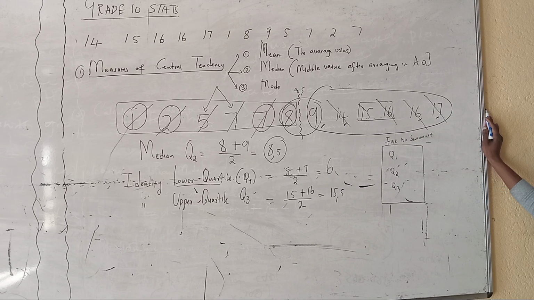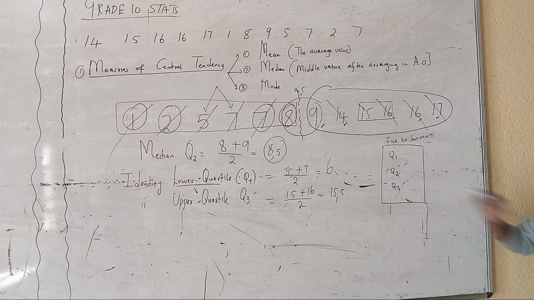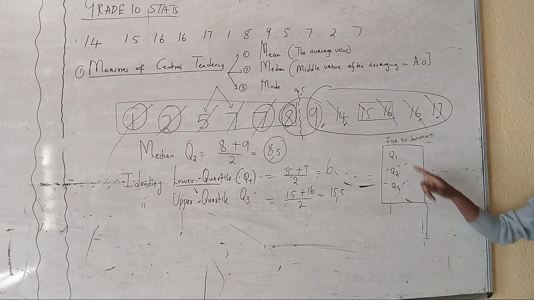What makes the 5 number summary? There are 5 things that make the 5 number summary. For now, I gave you only 3. I gave you Q1, which is a lower quartile. I gave you Q2, which is the median. I gave you Q3, which is the upper quartile. There are 2 things that are missing in order to have the 5 number summary. The 5 number summary is made up of 5 things. I gave you only 3. Which 2 are missing? Can you give me those 2?